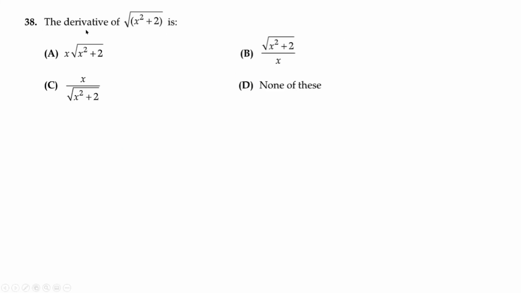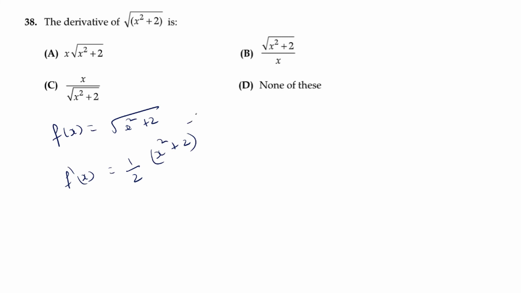Next question, the derivative of root of x squared plus 2 is. So let us take f of x is equal to root of x square plus 2. Now f dash of x will be 1 by 2 into x square plus 2 the whole raised to half minus 1, which is minus half, into chain rule. Then we differentiate this into 2x. So it is x upon root of x square plus 2. So the correct option is option C.